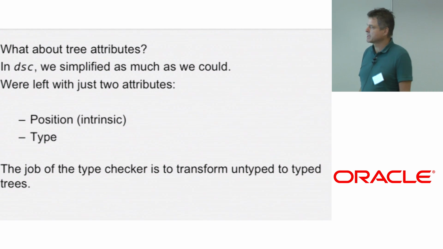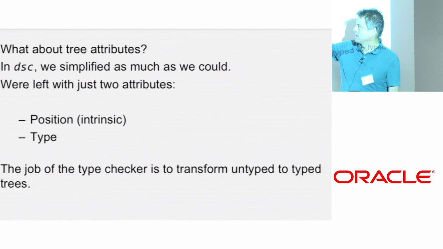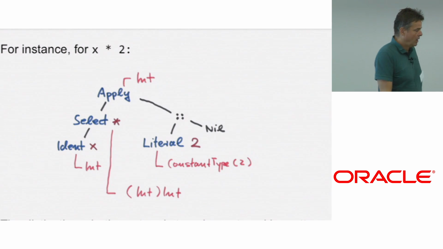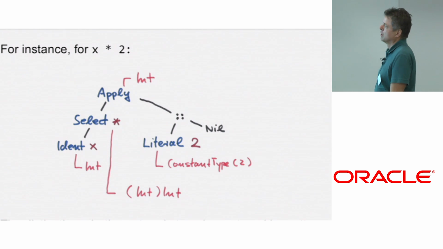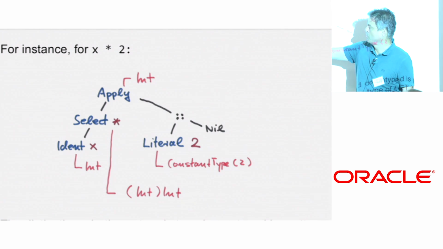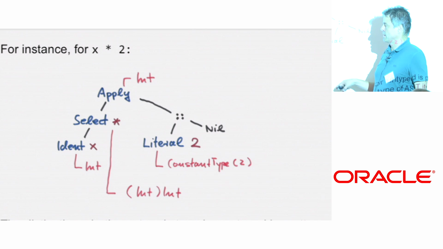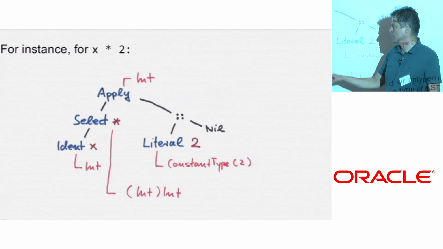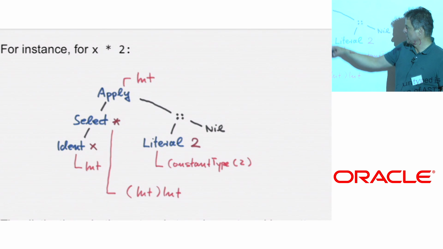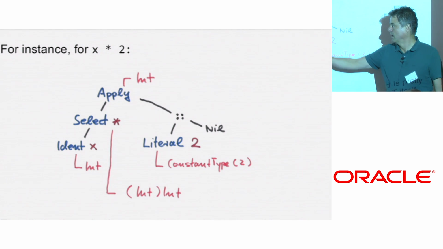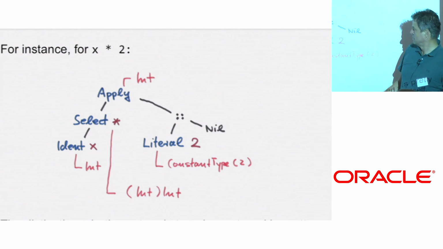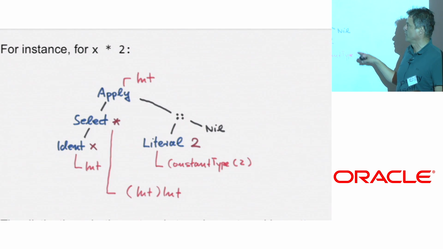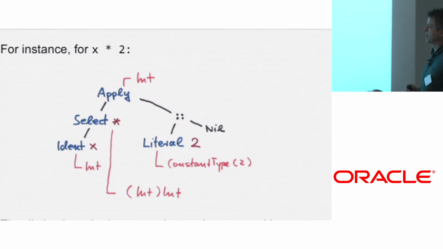So the job of the type checker then is to transform untyped trees into typed trees. So a typed tree would look something like that. So we would say for each node, we essentially add the type, which is done here in red. So let's say the identifier x is determined to be of type int. Then the select node would be of type int to int. The literal is of constant type 2, which is known to be a subtype of int. And then the application is again of type int.